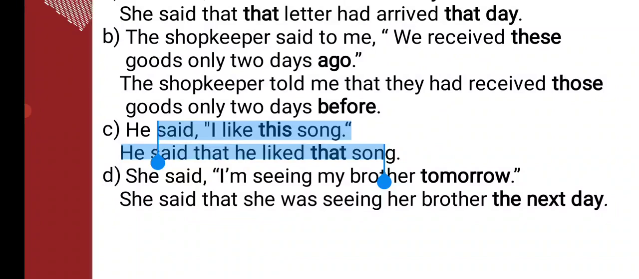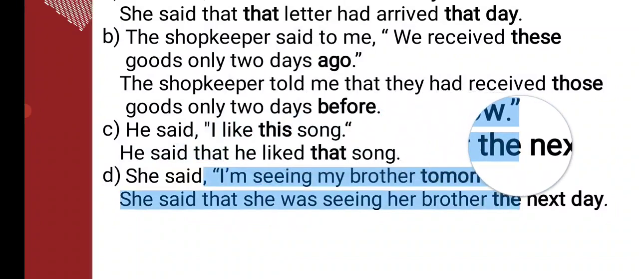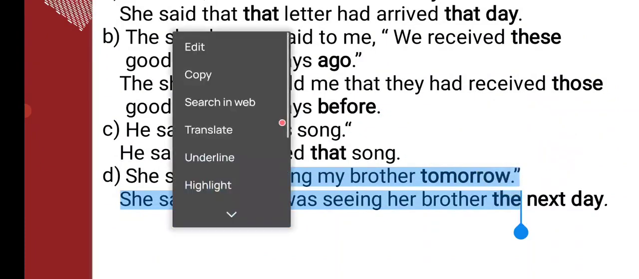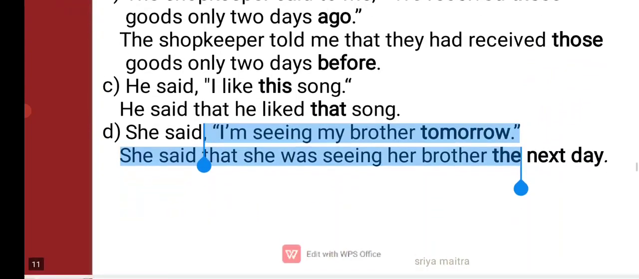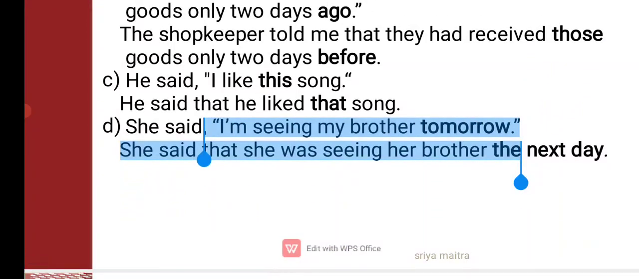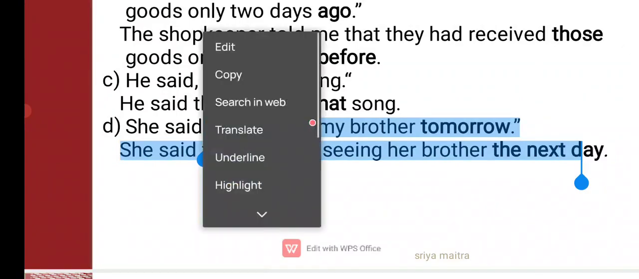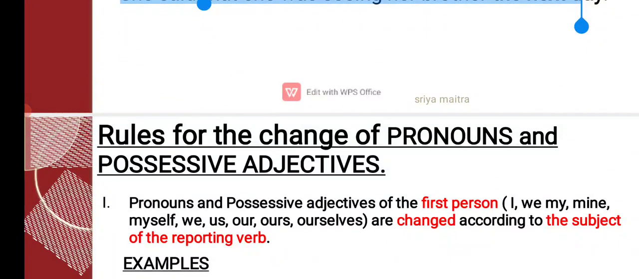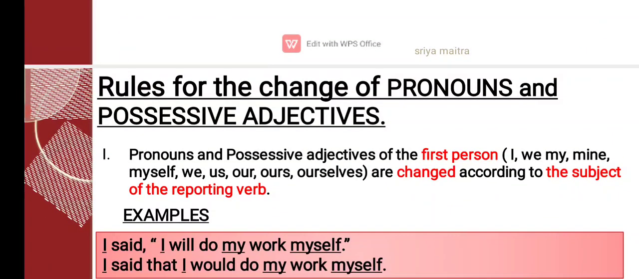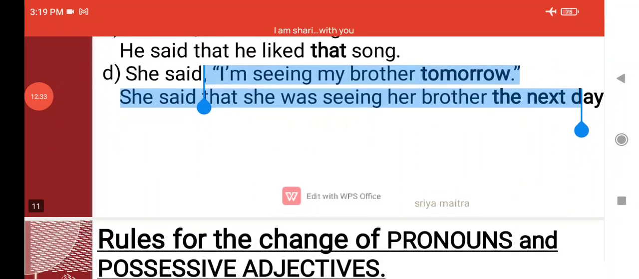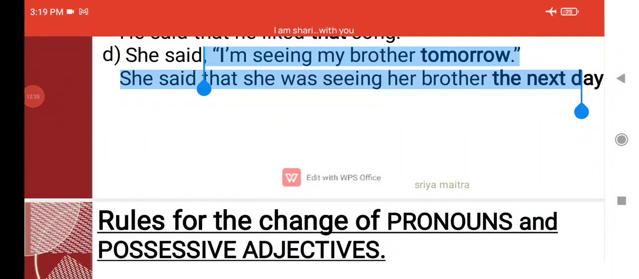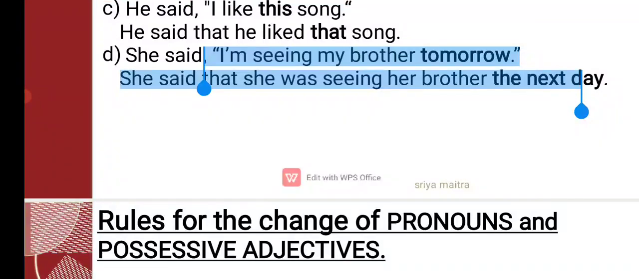Then, "I'm seeing my brother tomorrow." This is again, she said that she was, because it is present continuous and it will become past continuous, right? She was seeing her brother the next day. Tomorrow becomes the next day. So this is an example of reported speech. So that's what we studied in today's class.